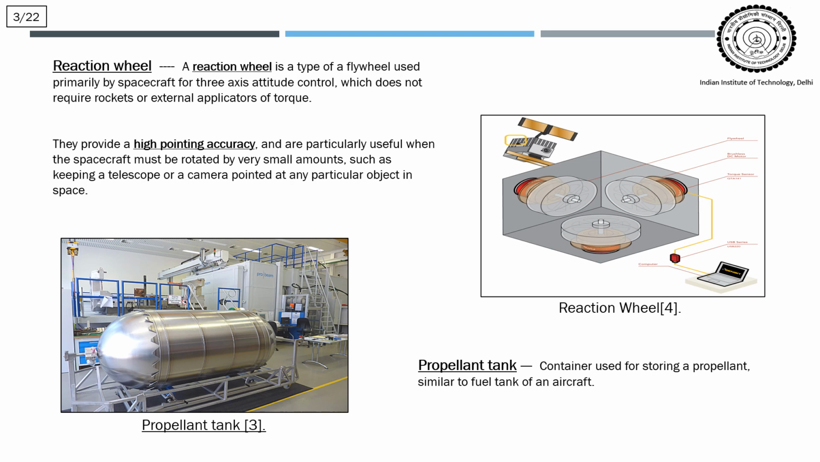Now we will discuss all these parts one by one. So first is reaction wheel. A reaction wheel is used for 3-axis attitude control of the spacecraft. It is independent of rockets and external applicators of torque. They provide a very high pointing accuracy, and they are used whenever we are required to point a telescope or a camera at any particular object in space.